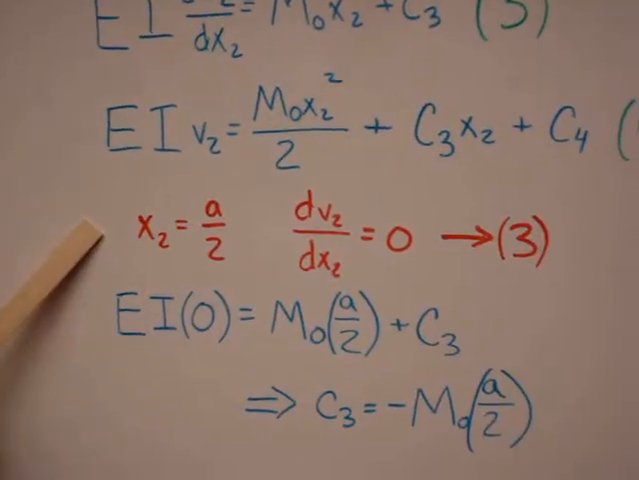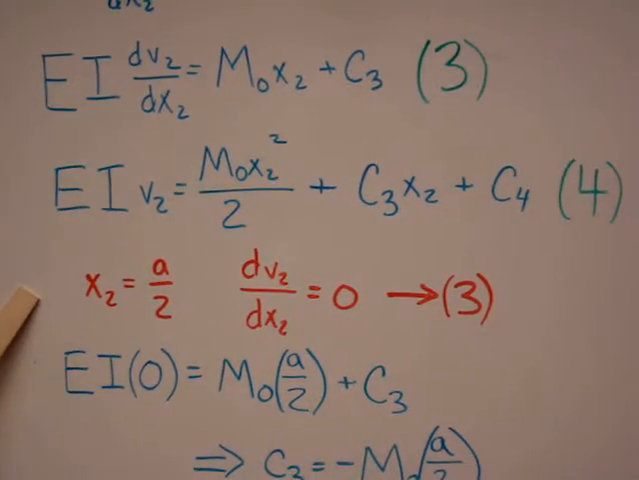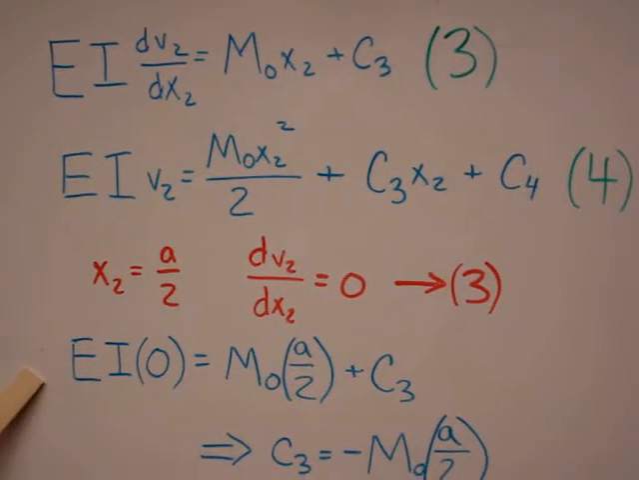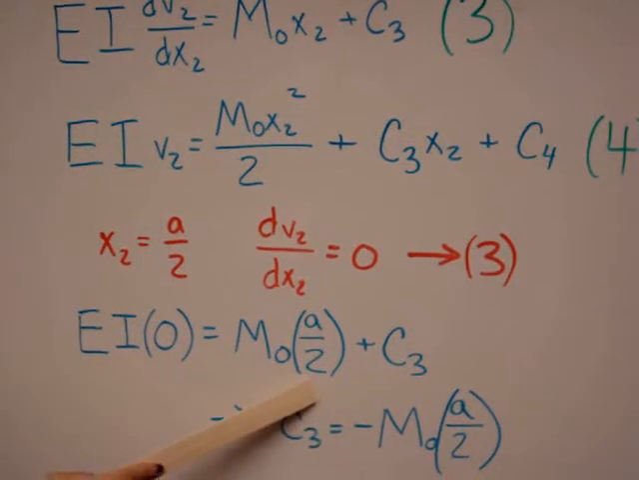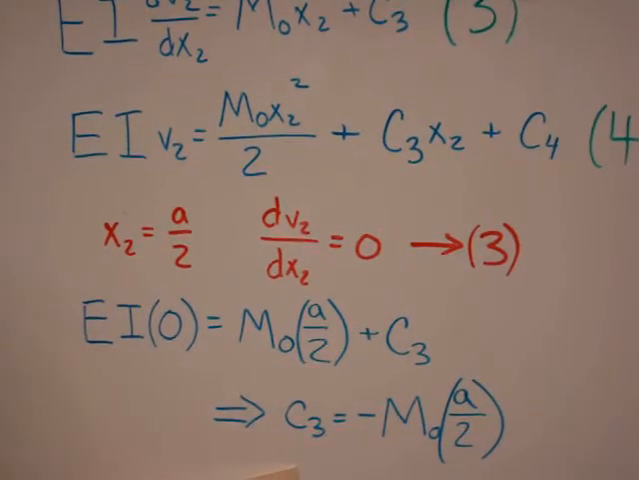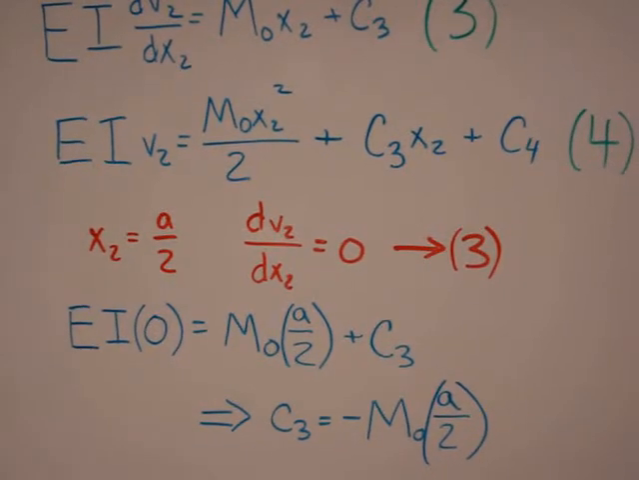So at x2 equal to a over 2, you know that the slope is going to be 0 between the two moments. Then you plug in those numbers, 0 and a over 2, and you find that c3 is equal to negative M0 a over 2.